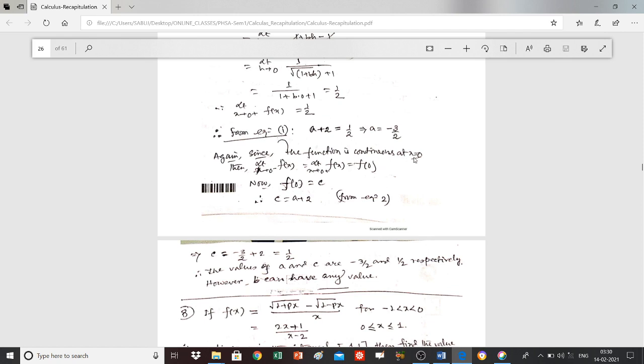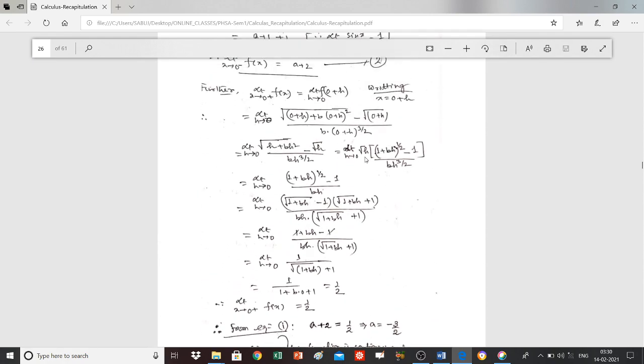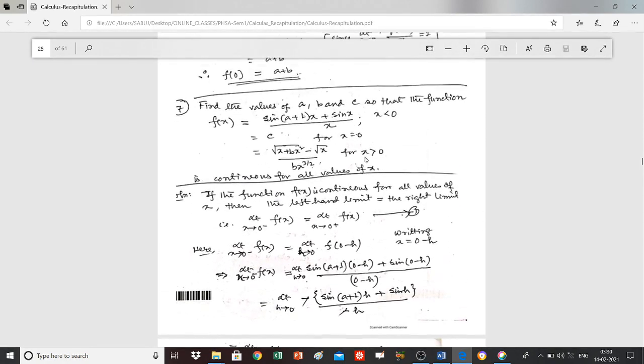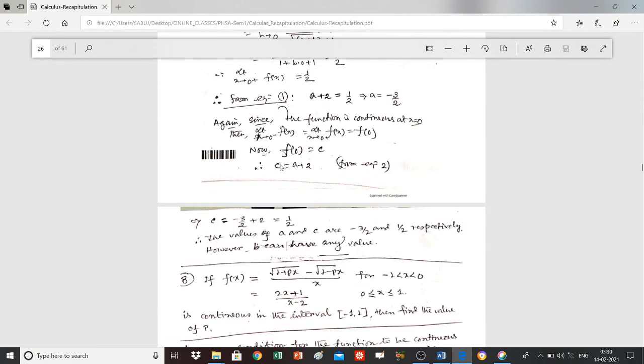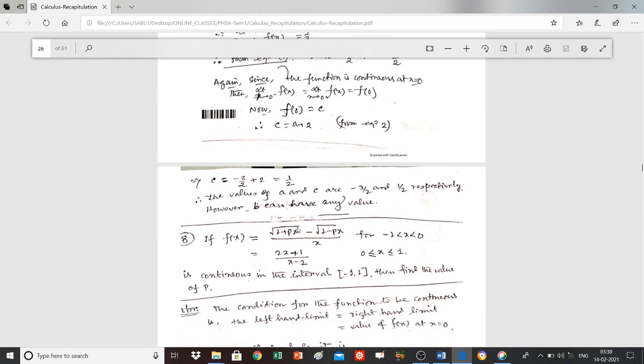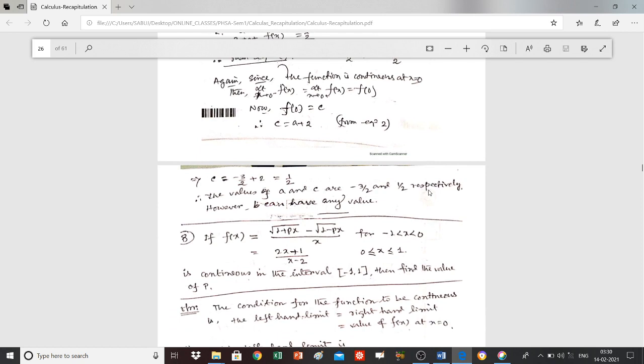Since the function is continuous at x equal to 0, we also know that the left hand limit is equal to the right hand limit is equal to the value of the function at x equal to 0. And here in the definition you have seen that the value of f(0), that is when x is equal to 0, is c. So from this condition you can write that c is equal to the value of the left hand limit, that is a plus 2. So from here you calculated c is equal to half. So we find the values of a and c as minus 3 by 2 and half respectively. However, b can have any value.